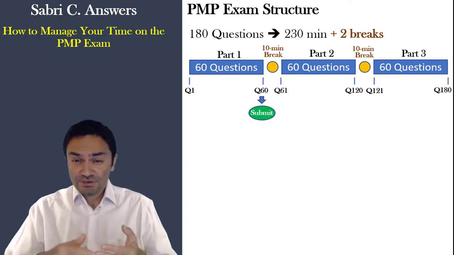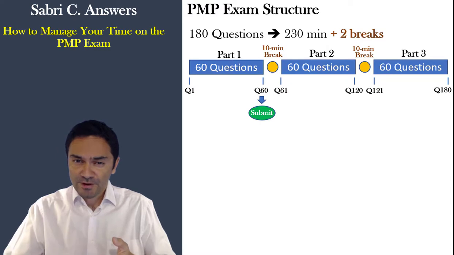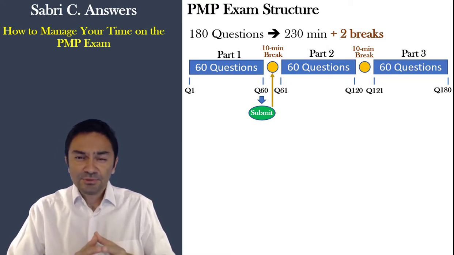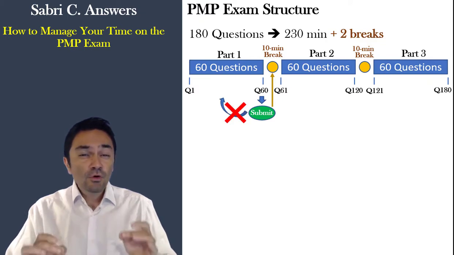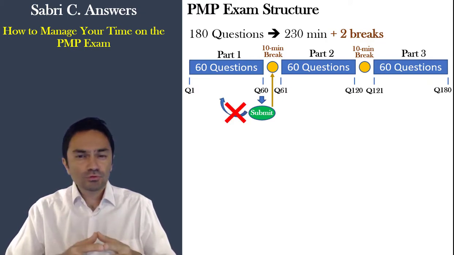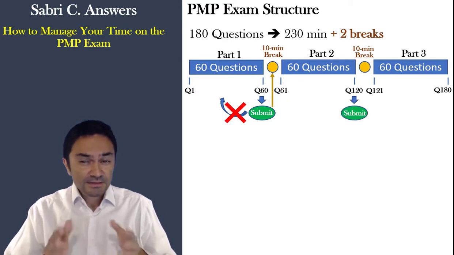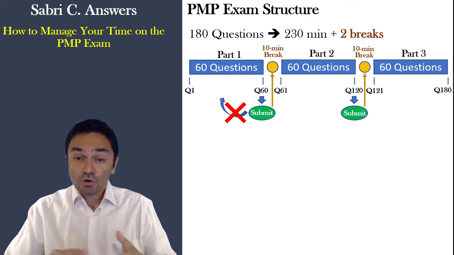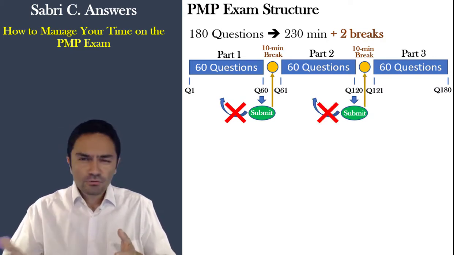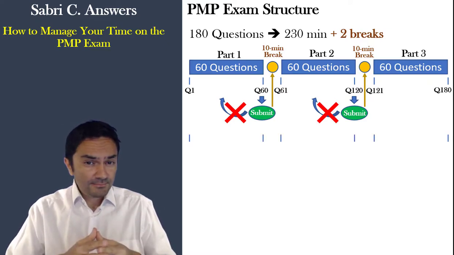After you finish question 60, you will be submitting your answers for the first part. Once you hit the submit button, the 10-minute break starts and you won't be able to turn back to the first part. This is also true for the second part too. I mean, when you click on the submit button, your second 10-minute break starts and you can't turn back to the previous parts. So, what does it mean?